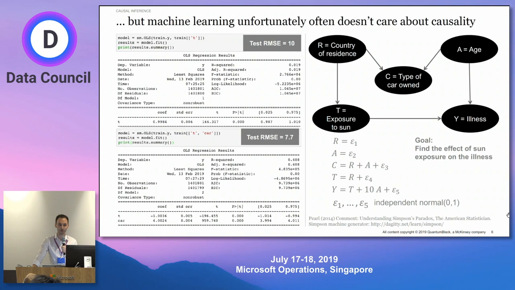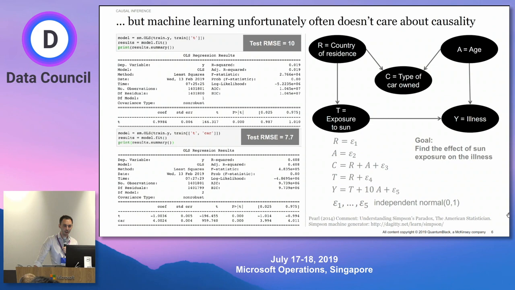I have a rather contrived example where, on the right-hand side, we're generating some data according to a system of equations, or you can think of it as a graph. So we know what the answer should be if we look at the data generator on the right. The goal is to find the effect of sun exposure on somebody's illness.